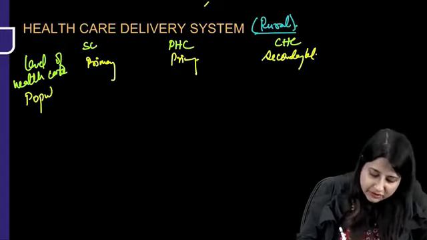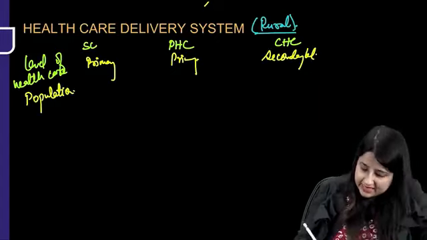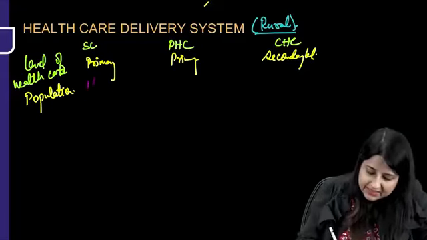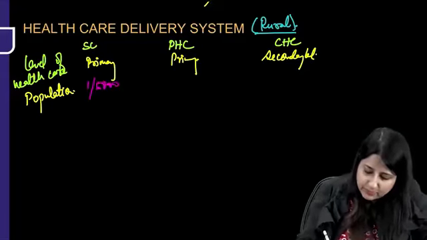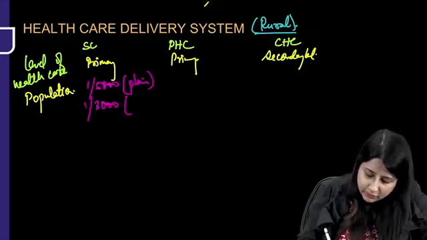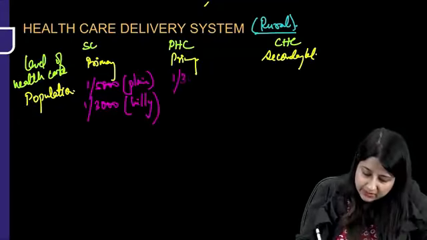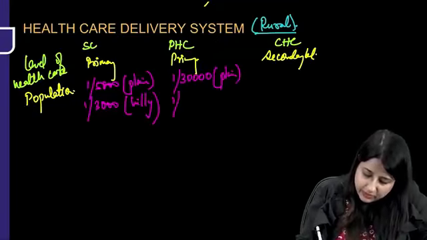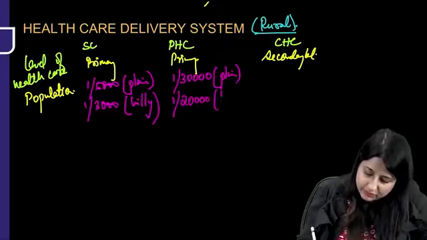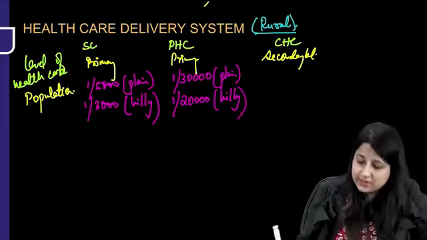Then the population that each center caters. Like one sub-center, everybody, caters 1 per 5,000 population in which area? Plain area, and 1 per 3,000 population in which area? Hilly areas. What about PHC? 1 per 30,000 population in which area? Plain area, and 1 per 20,000 population in which area? Hilly area. What about CHC?